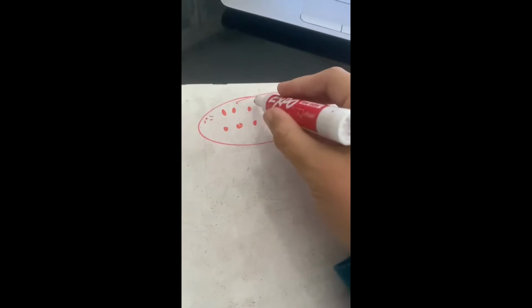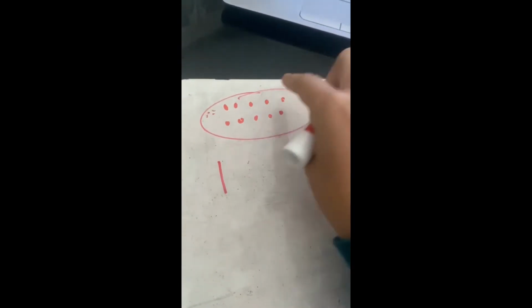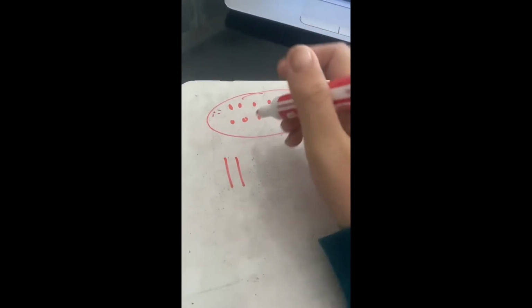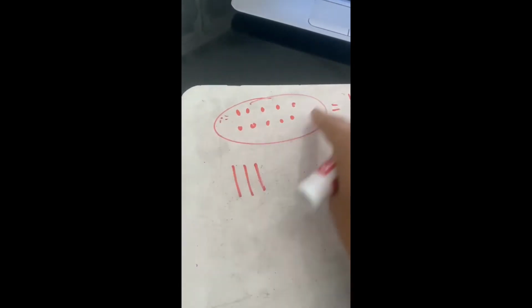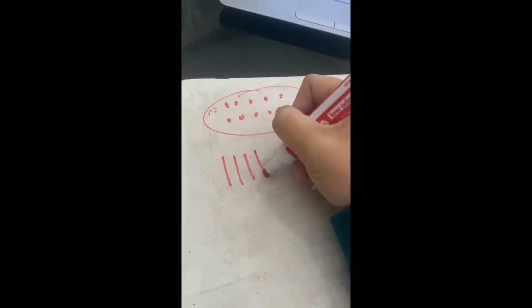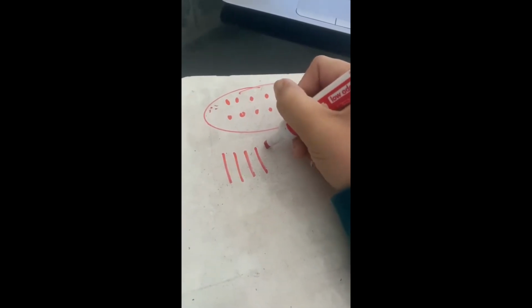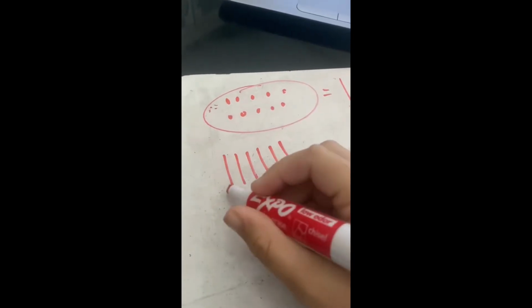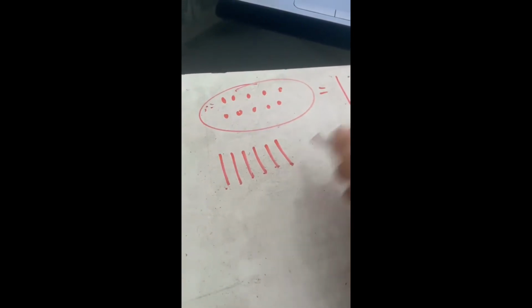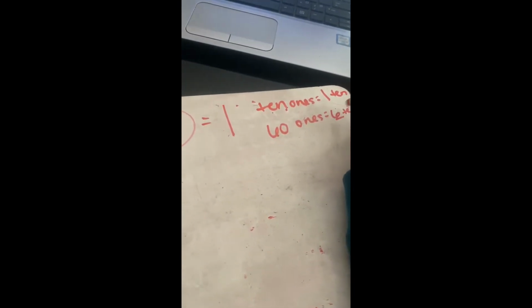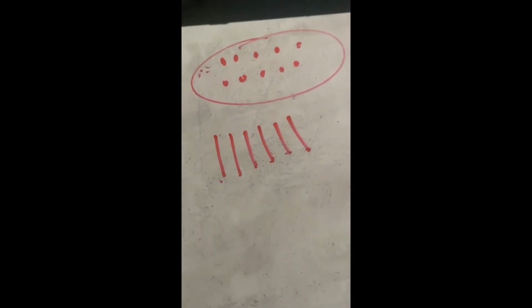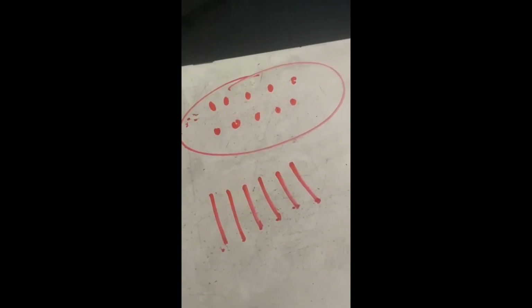So this is 10. What if I put another set of 10? That would be 20. What if I put another set of 10? That would be 30. Another set of 10, that would be 40. Another, 50. Another, that would be 60. How many 10s did I use? 1, 2, 3, 4, 5, 6 10s. Guys, I could put 60 ones on paper and still get the same thing as if I put 6 10s on my paper. It's just which one's going to save me a little bit more time.